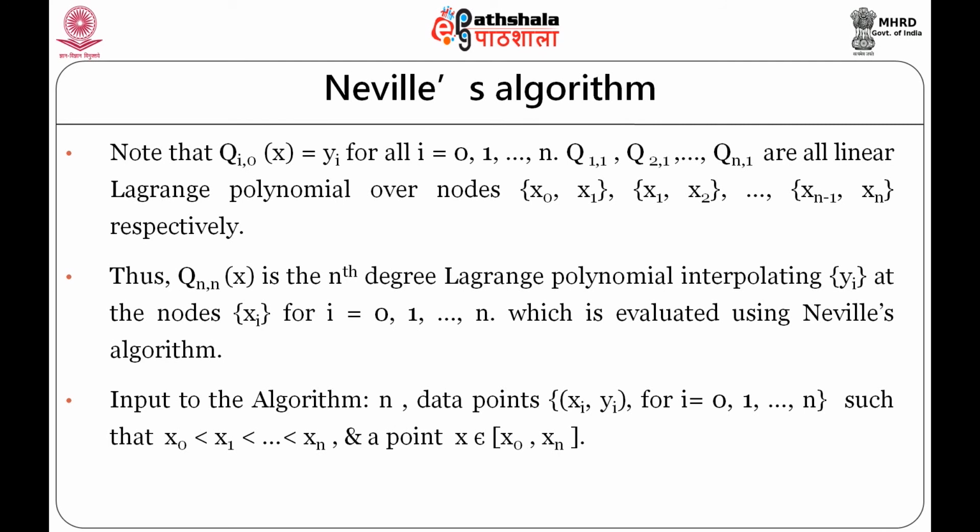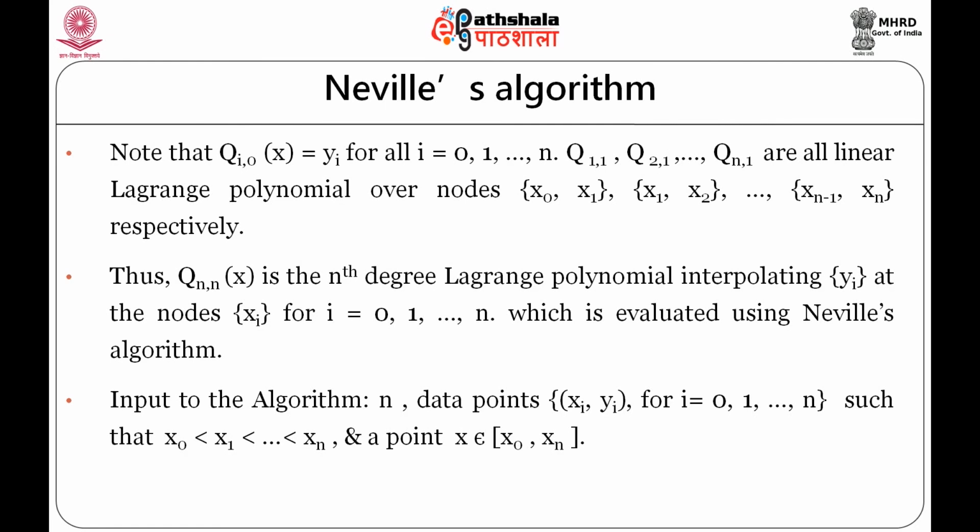Thus, if you take q_nn, it will be an nth degree Lagrange polynomial which will be interpolating y_i at all the nodes x_i, because you have to start n nodes previous to that, so n minus n, that will be 0. So, x_0, x_1, x_2, up to x_n. That is precisely what we want. So, q_nn is precisely the Lagrange interpolating polynomial over all the given data points, and that is what we want to compute.